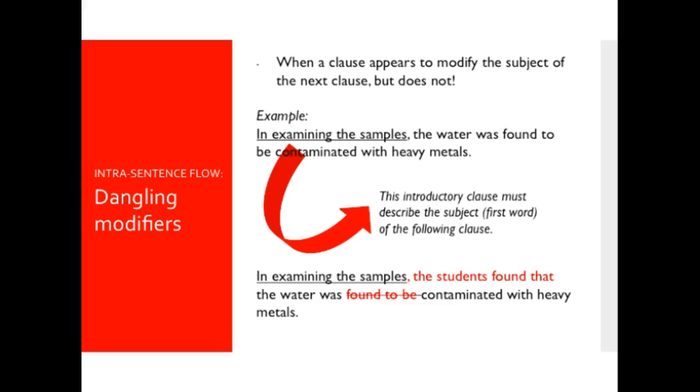Another grammatical violation of flow, so this isn't just poor writing, it's actually incorrect writing, is the dangling modifier. This is kind of a silly term, maybe overly technical, but basically what it means is when you have an introductory clause that is supposed to describe a certain subject and instead accidentally describes a different subject than intended. So an example would be, in examining the samples, comma, the water was found to be contaminated with heavy metals.